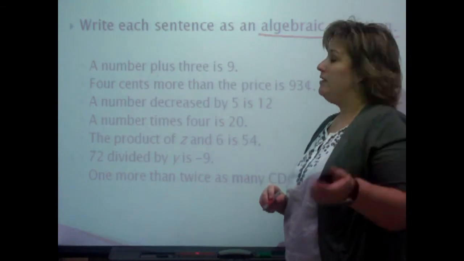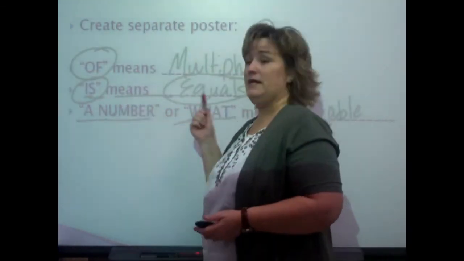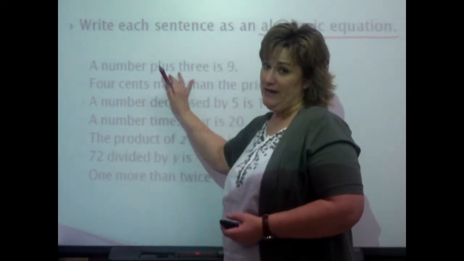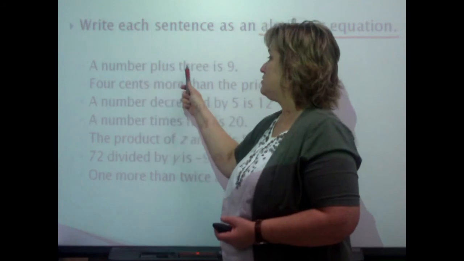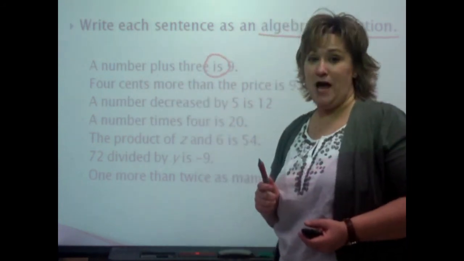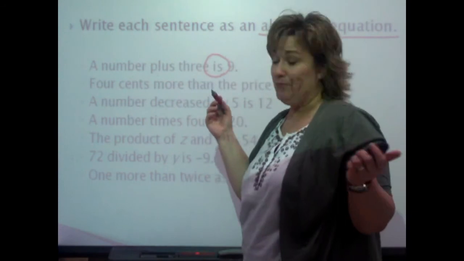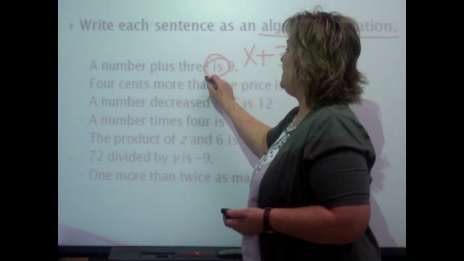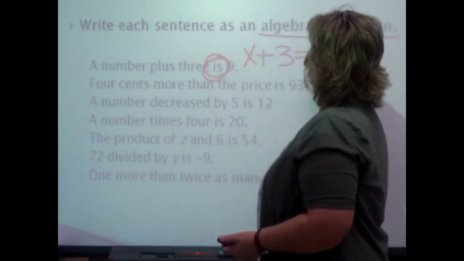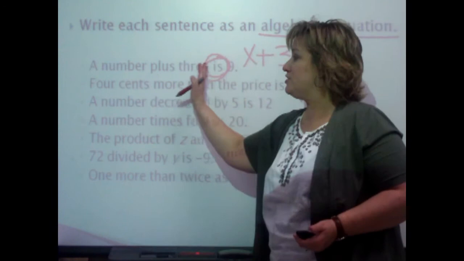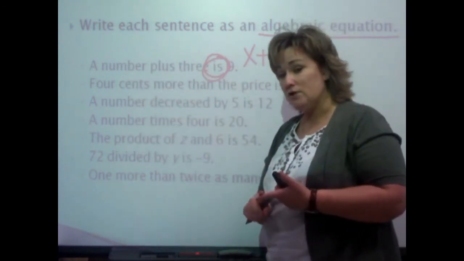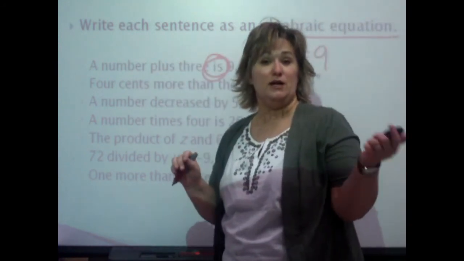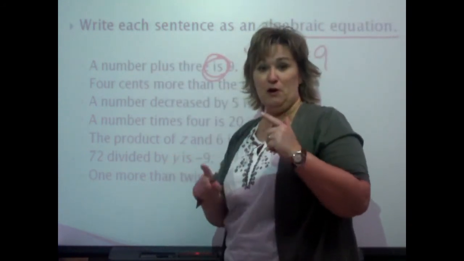Now, back on another slide we talked about how is means equals. Well, that should tell you that some of these word sentences will have is in them. For example, a number plus 3 is 9. So a number, we don't know what number, plus 3 is, which we said means equals, 9. That's the algebraic equation for that word sentence. Okay, there's a word sentence and there's a number sentence. We're taking the word sentence and making it a number sentence. Tomorrow you'll take a number sentence and make it a word sentence. You'll do both of them.